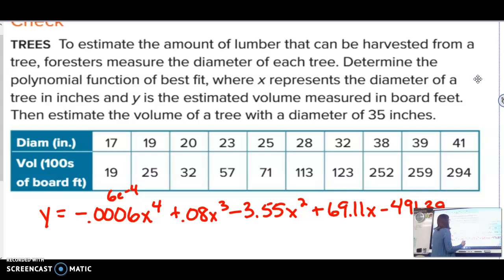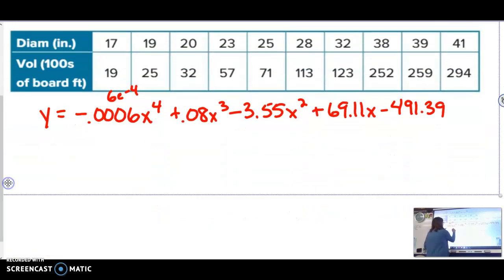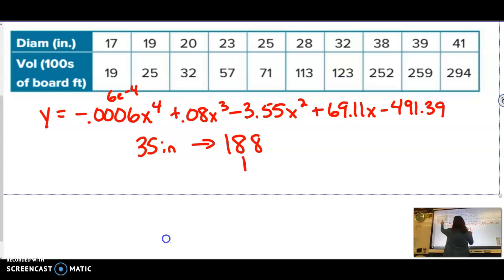So 35 inches will get you whatever we just said, 188. And it says hundreds of board feet.